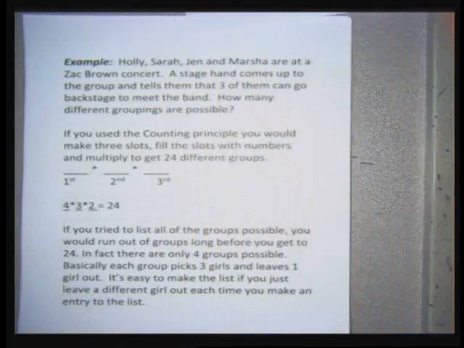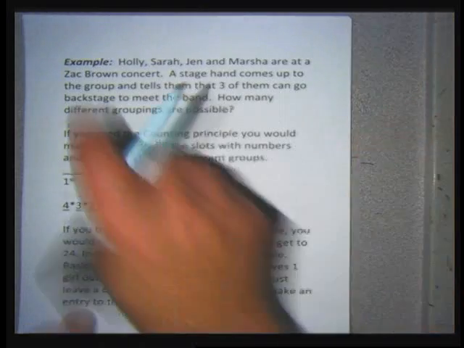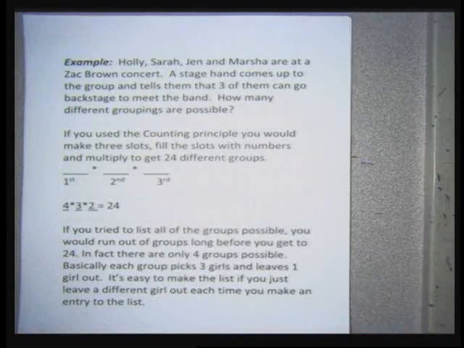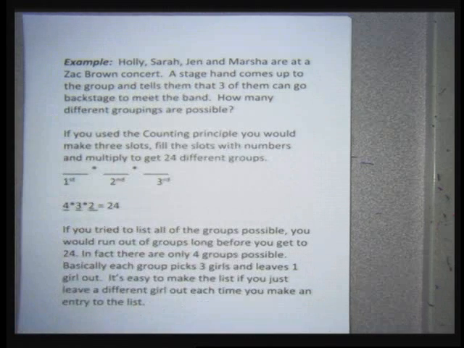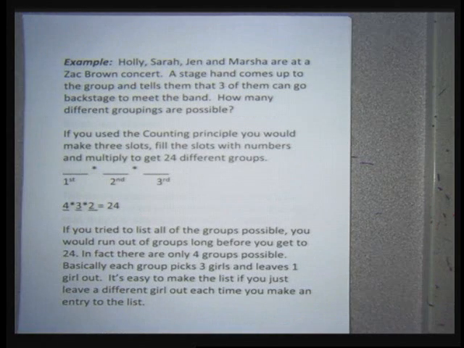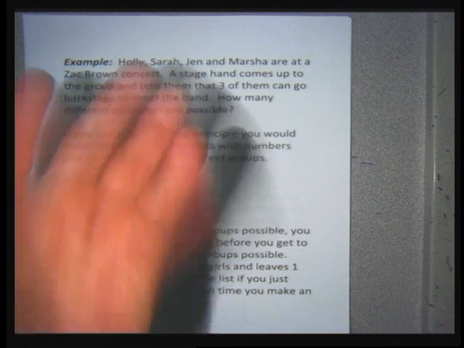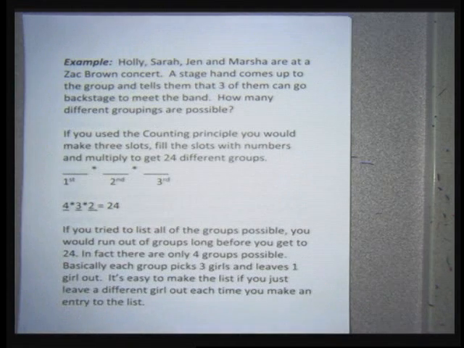And this second page, eventually this is going to be irrelevant because Zac Brown is, I don't even know how relevant he is now. But anyways, Holly, Sarah, Jen, and Marcia are at a Zac Brown concert. A stagehand comes up to the group and says, 3 of you can come backstage to meet the band. So in this case, if I want to say how many different ways can the 4 of them pick 3 to go backstage, the order that you're picked is not going to matter.